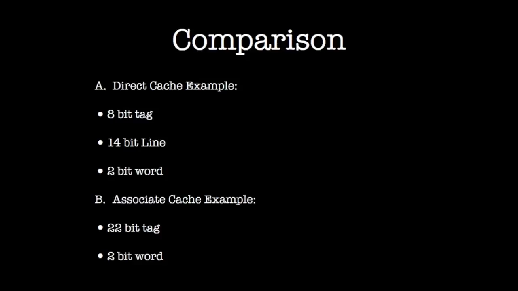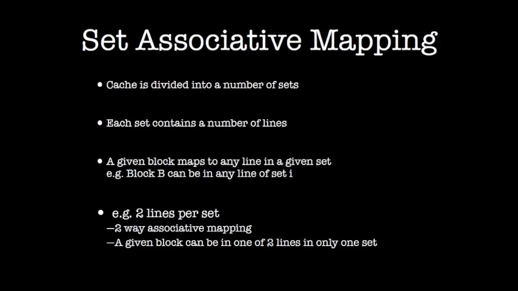Then comes the comparison. Let's compare between two types of cache: the direct cache example and the associative cache example. A direct cache example has an 8-bit tag, 14-bit line and 2-bit word, whereas associative cache has a 22-bit tag and a 2-bit word. Okay, then comes set associative mapping.